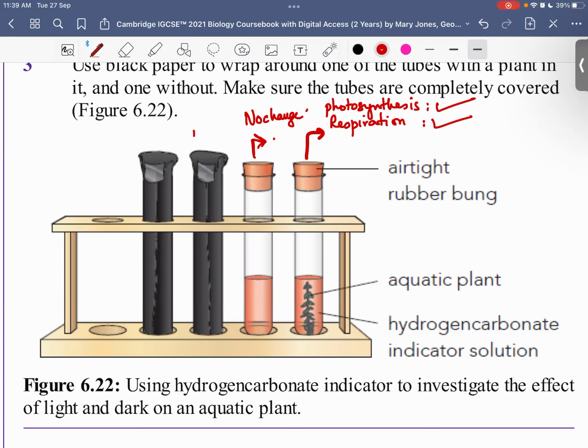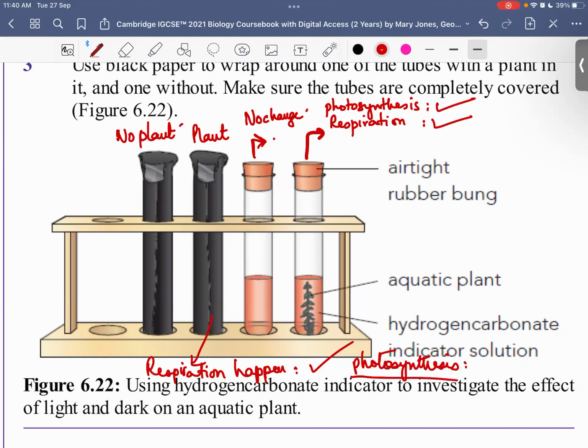Let's say that this had a plant and this had no plant. So in this test tube, will respiration happen? Yes. Will photosynthesis happen? No. Why not? Do you need sunlight to respire? Yes, you do. Oh, respiration will happen. Yes, miss. Will photosynthesis happen? No.